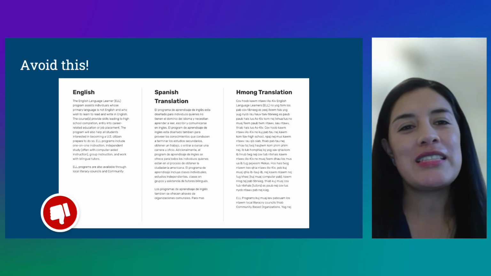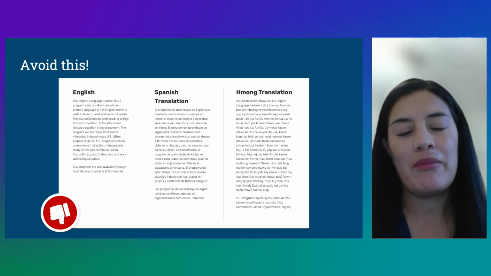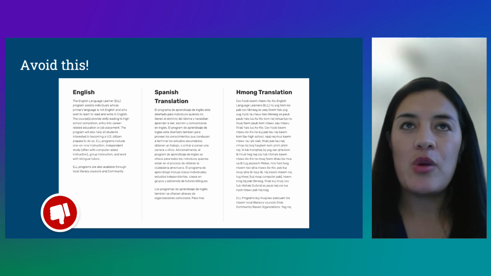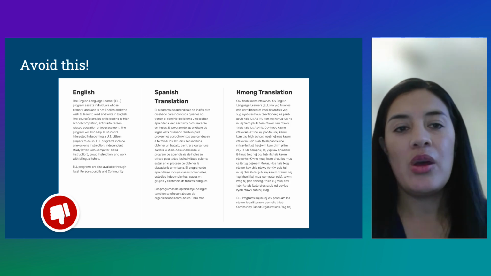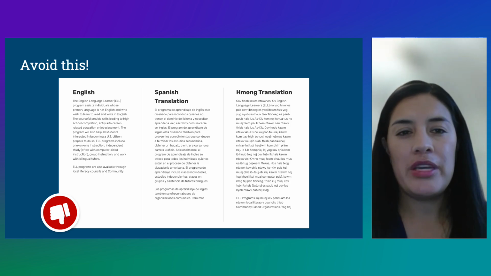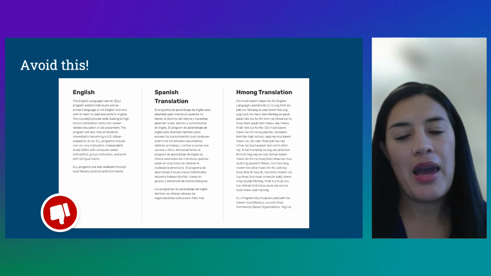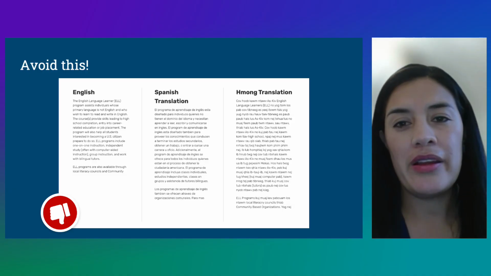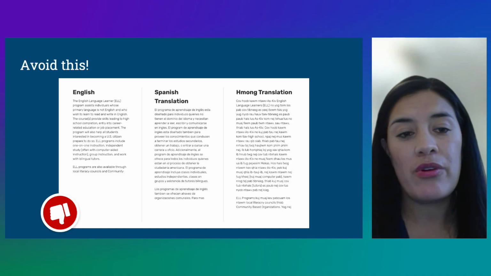In conclusion, design for inclusion means thinking about access, language, and clarity. When we design with ESL students in mind, we create a better learning experience for everyone.